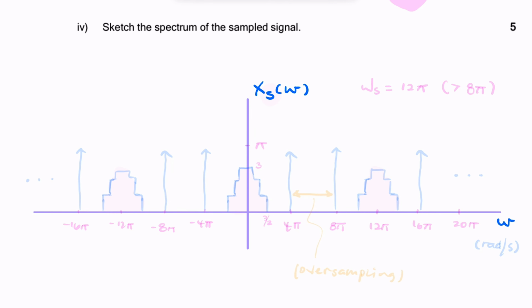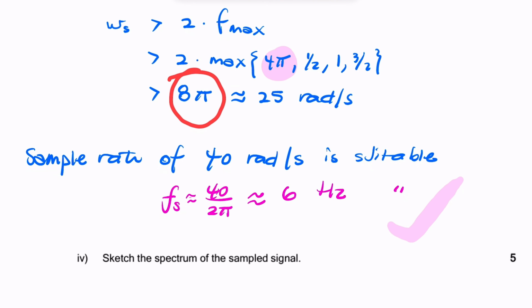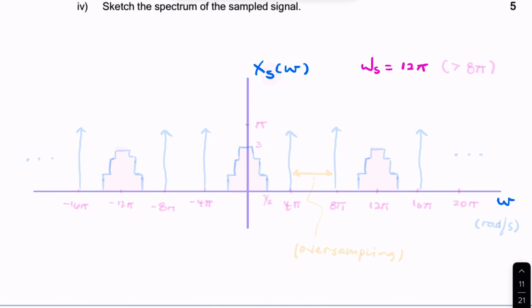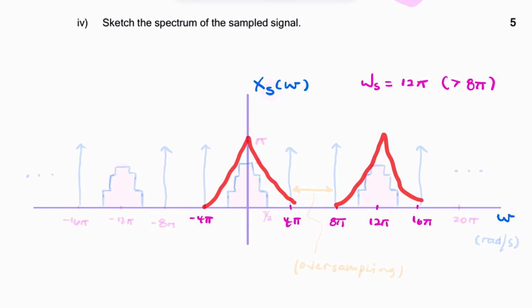So if we take our sampling frequency to be a multiple of pi, let's say we take our sampling frequency to be 12 pi. So that's greater than 8 pi, so we're okay. Now remember, the bandwidth of our original signal, x of s, was 4 pi. So if we have 8 pi here, 12 pi, 16 pi, 20 pi, we can do the same on the negative side.